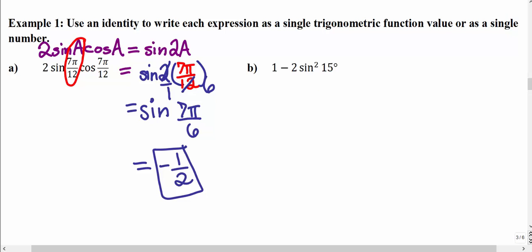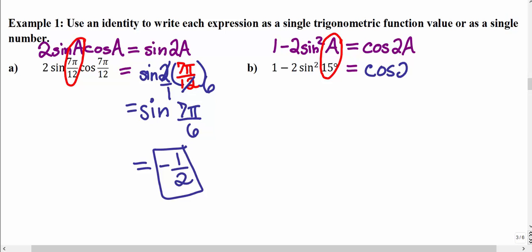For part B, this is also one of our double angle identity forms. So let's write that out. That's 1 minus 2 times sine squared of some angle A. And this is one of the double angle identity forms for the double angle for cosine. So our angle A in this expression lines up with 15 degrees. So this would be equivalent to cosine of twice that angle A. So cosine 2 times 15 degrees.